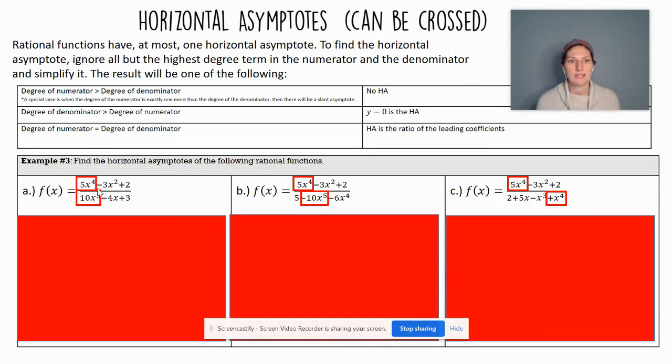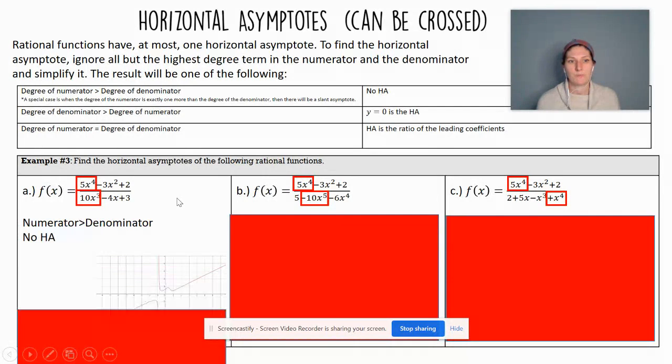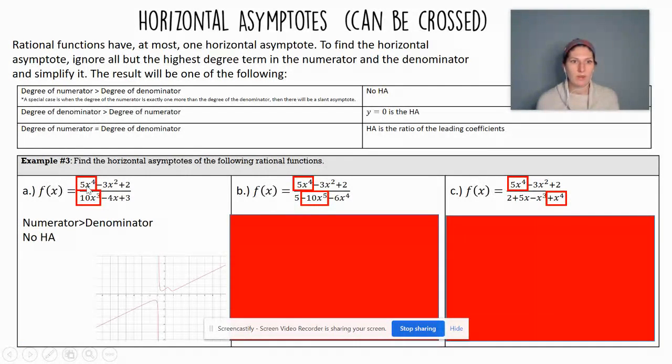The first thing that I do is I circle or highlight the term that has that highest exponent in the numerator and the denominator. So here I have x to the 4th in the numerator and x to the 3rd power in the denominator. So are they the same degrees? Is it bigger on the top or bigger on the bottom? So it's bigger on the top. So if it's bigger on the top, there's no horizontal asymptote. This one is actually one of those special cases where it would have a slant asymptote.